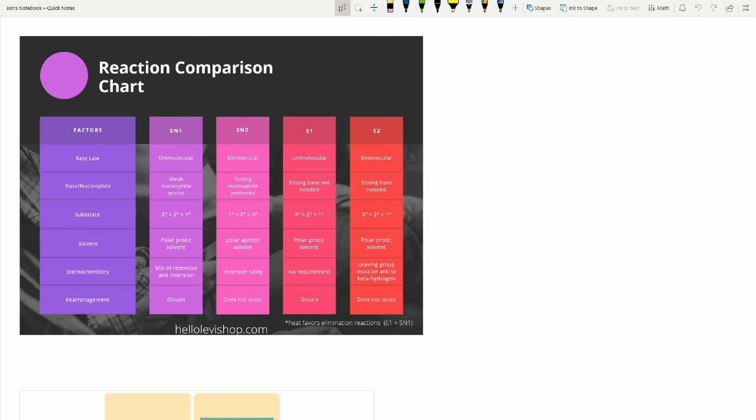The last bit is on the bottom right corner where it says heat favors elimination reactions. Now this is a statement that pertains to E1 and SN1 when they're in competition. Low temperatures will push it towards SN1 and higher temperatures will push it towards E1.